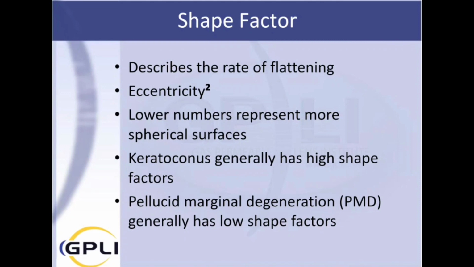Keratoconus eyes, which are very steep in the center and flatten significantly to the periphery, generally have a high shape factor. Pellucid marginal degeneration eyes, which are generally flat in the center and then steepen as they get to the periphery, generally have a low shape factor.